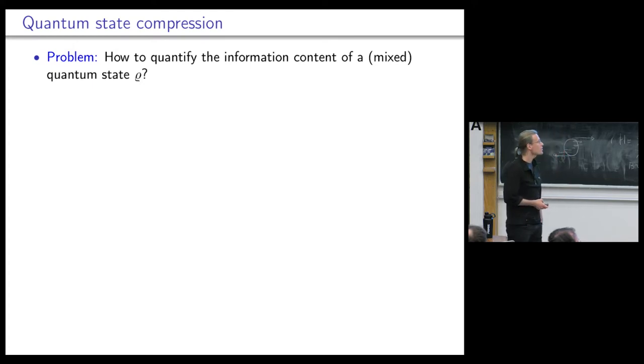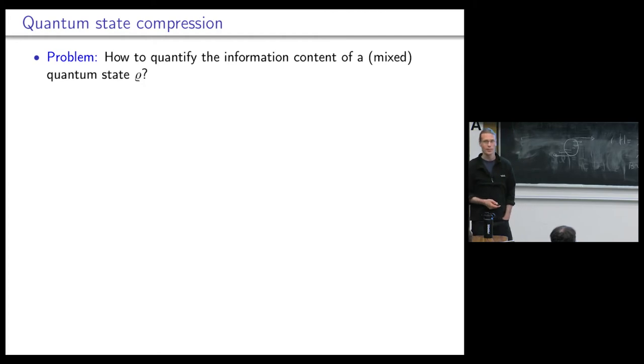So the question is the question that we started with. Shannon's question was how to quantify the information in a probability distribution. Now our question is how to quantify the information content of a mixed quantum state. And there are two ways to think of a mixed quantum state if you start to study standard quantum mechanics, where a state is a pure state by definition.